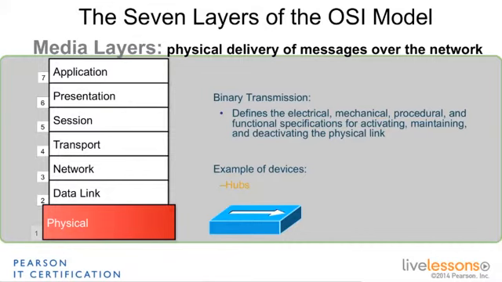The first layer, the physical layer, is the lowest layer of the OSI model. It is concerned with the transmission and reception of unstructured raw bit stream over a physical medium. It describes electrical, optical, mechanical, and functional interfaces to the physical medium and carries these signals for all of the higher layers. An example of a device that operates at layer 1 is a hub.